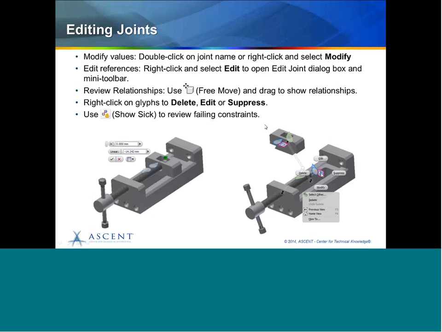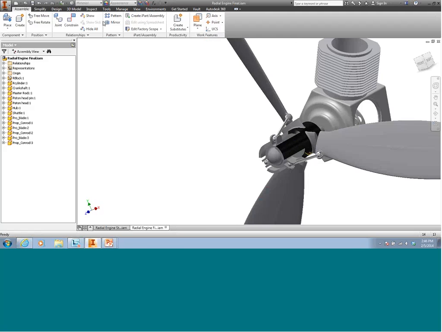So those glyphs, again, delete, edit, suppress. The other one actually is show stick, and this is a really nice option. I'm going to flip again back to Inventor. This is an option that is available here in the relationships panel. I've got it circled here now.